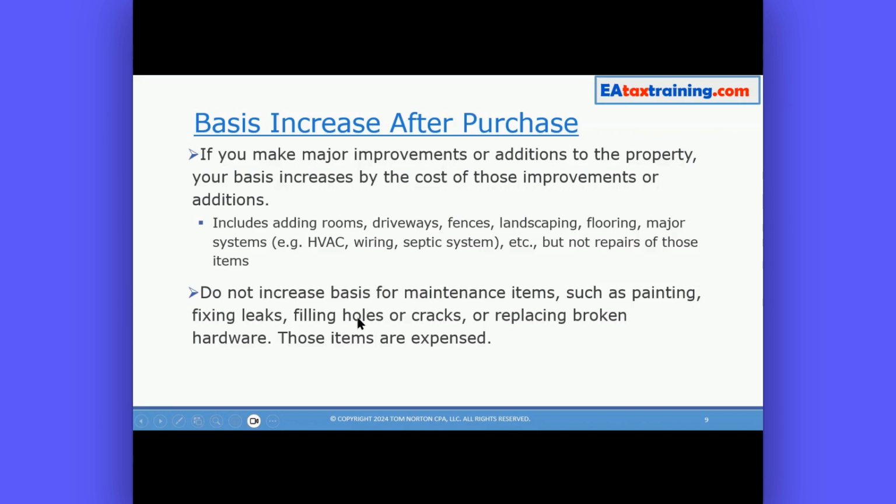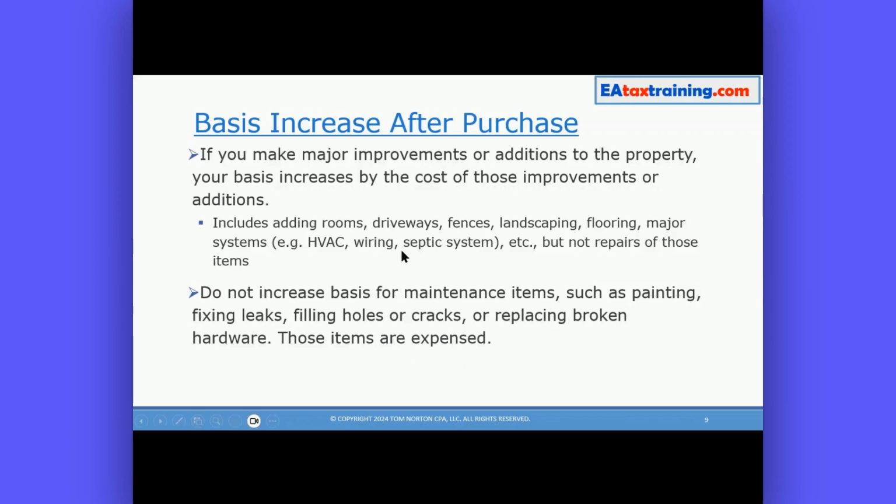For purposes of the EA exam, you're not going to have to make a close call on something. They're not going to give you something that you think, well, maybe it's one way or the other. It's going to be obvious that you're either adding a room or building a new driveway or something like that. You would distinguish that from, for instance, filling holes in the driveway. If you're just filling a hole in an existing driveway, well, that's a maintenance item. You can deduct it. But if you're building a whole new driveway, then that is a capital item and you have to add that to the basis of the property.